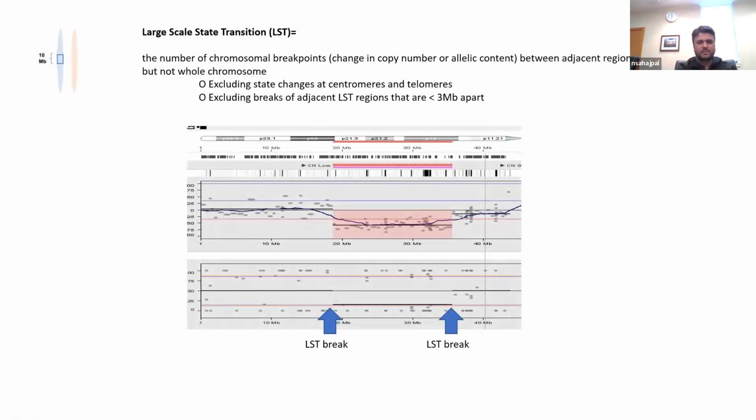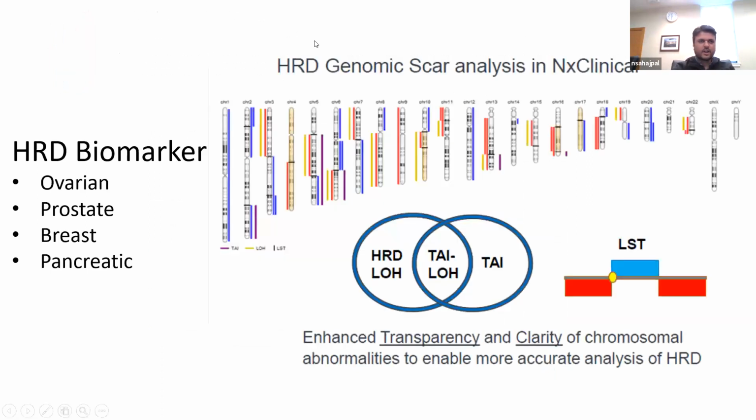Coming back to the same example, LSTs are chromosomal breakages where the event is greater than 10 MB. Given that this is greater than 10 MB, it counts both these breakages, so a score of 2, plus 1 score for the LOH. Now, HRD has been well studied as a marker in ovarian, prostate, breast, and pancreatic cancers. The more recent papers use all 3 scars to calculate these HRD proficient or deficient tumors.